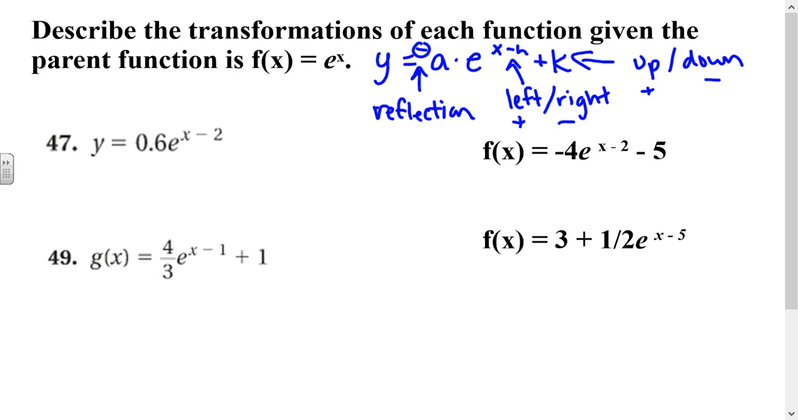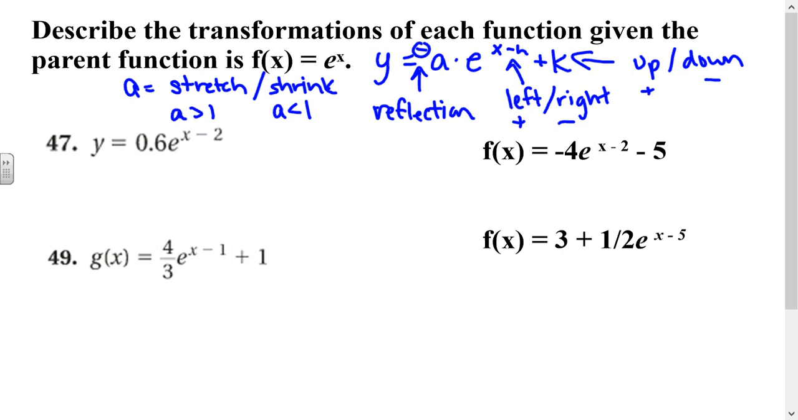The last thing that I forgot to tell you is a. Whatever a equals tells you if it stretches or shrinks. If a is greater than 1, it's going to stretch, and if a is less than 1, it's going to shrink. So these are very similar to the square root and cube root functions that we just graphed, and also the absolute value functions that we graphed earlier on. So it's all kind of the same thing.